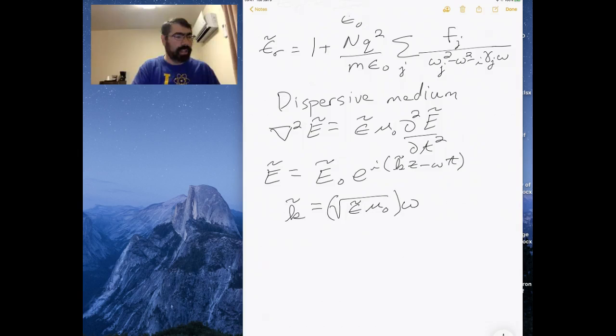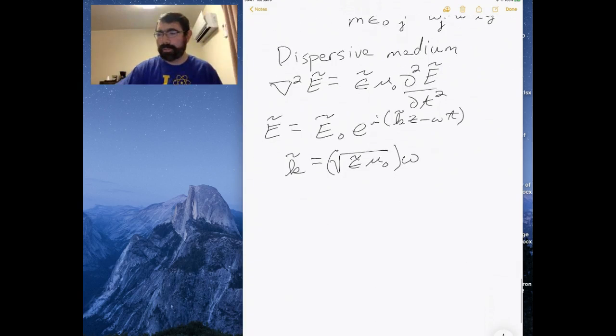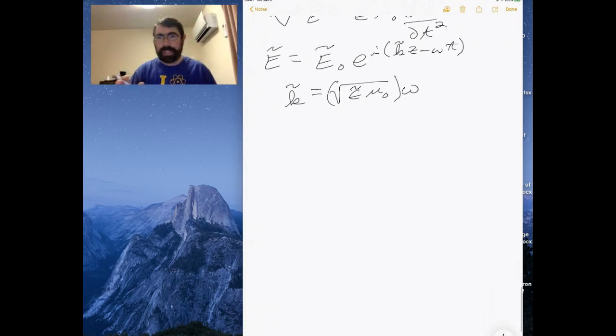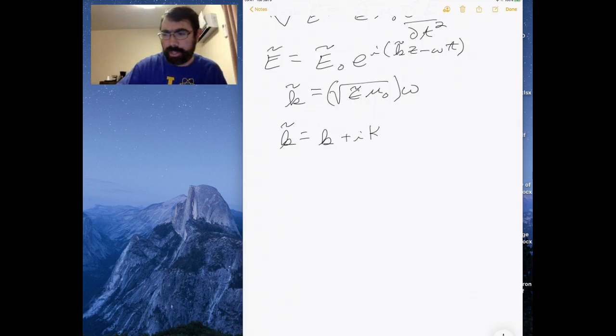Now, this K tilde is different from the K tilde in previous lectures, where we talked about dispersion in a conductive material. Now we're talking about a non-conductive material. So it's a different K tilde, even though it's the same variable name used in the book. But we can still do the same thing that we did before. We can break this down into real and imaginary components, K and kappa.